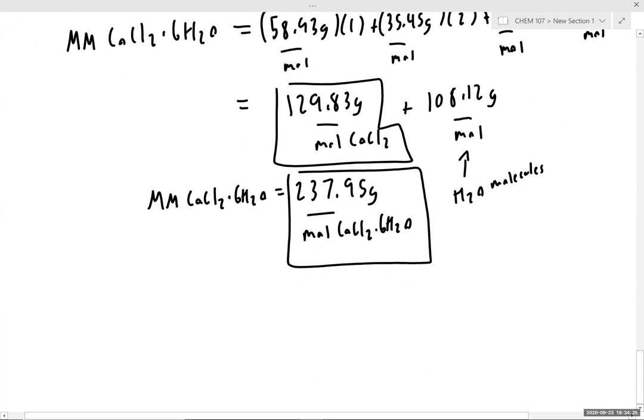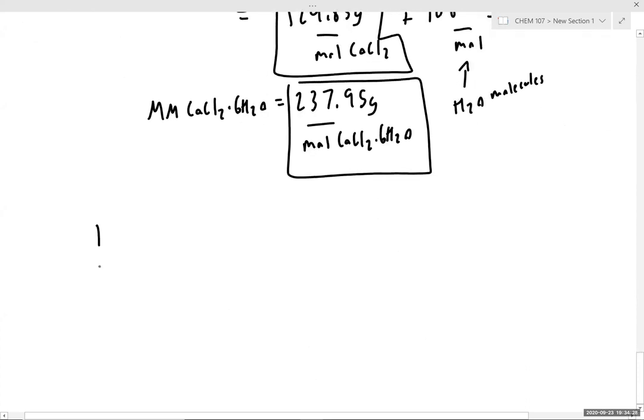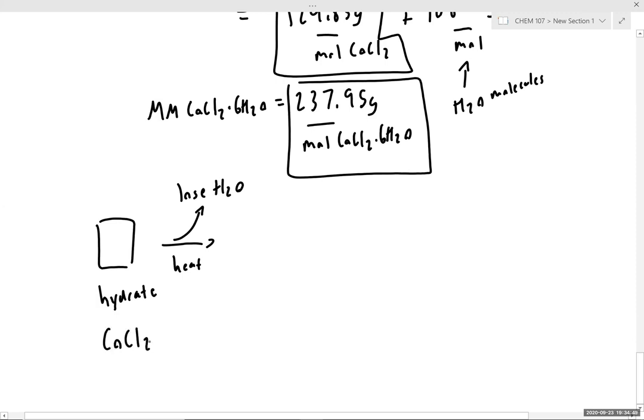So this is really important because if you start with a sample of hydrate and you apply heat, you will in turn lose your water molecules associated with your hydrate. So, for example, if you start with your cobalt chloride hydrate and you heat it, at the end of the heating process, you will only have cobalt chloride.